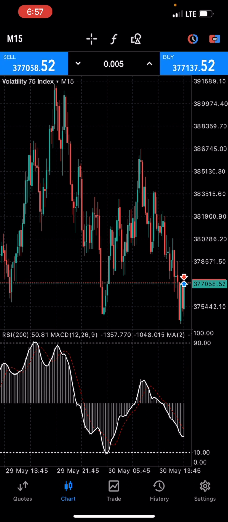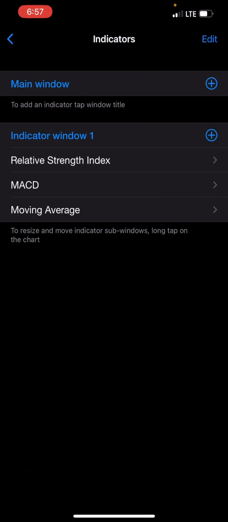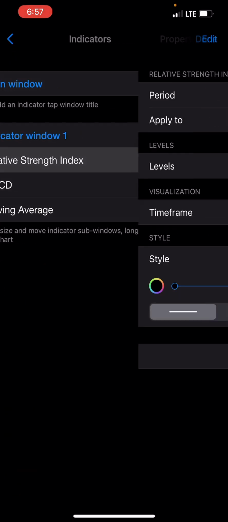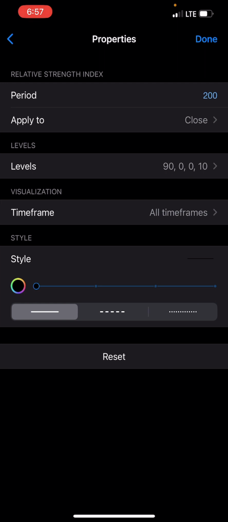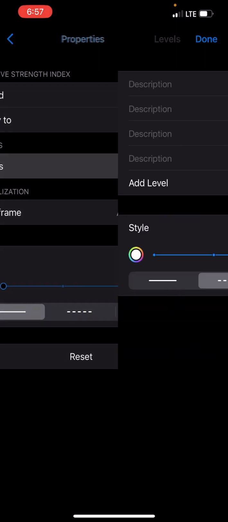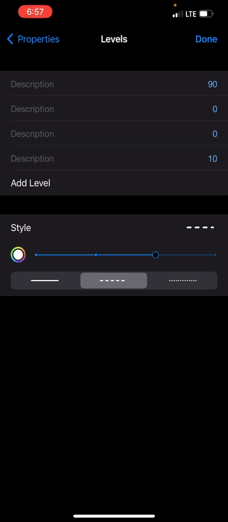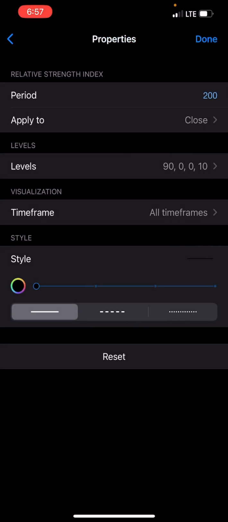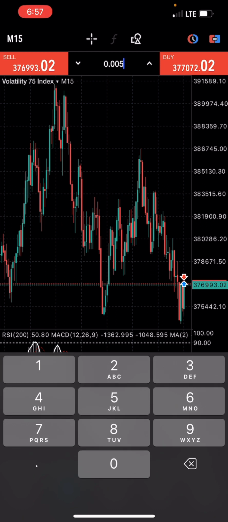On our indicator window, we have the RSI, period 200, apply to close. Then the levels, we have 90 and 10. Then that's all. Then you need to be careful on the style. I use black because my chart is black. You understand? So if yours is white, use white. So that's it.